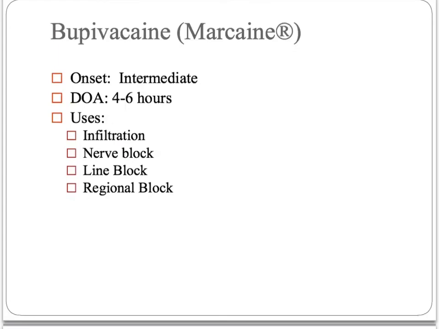So bupivacaine is an intermediate acting local anesthetic. It takes a little longer to take effect. The duration of action is about 4 to 6 hours. You can use this with lidocaine, so you have that immediate onset of the lidocaine, and then you have the long-lasting effect of the bupivacaine. You can also use it with epinephrine, and that will give you probably about 12 hours of pain relief. You can use it as an infiltration, a nerve block, a line block, and a regional block. It doesn't have as many toxic side effects as lidocaine does, so that makes this a better choice.